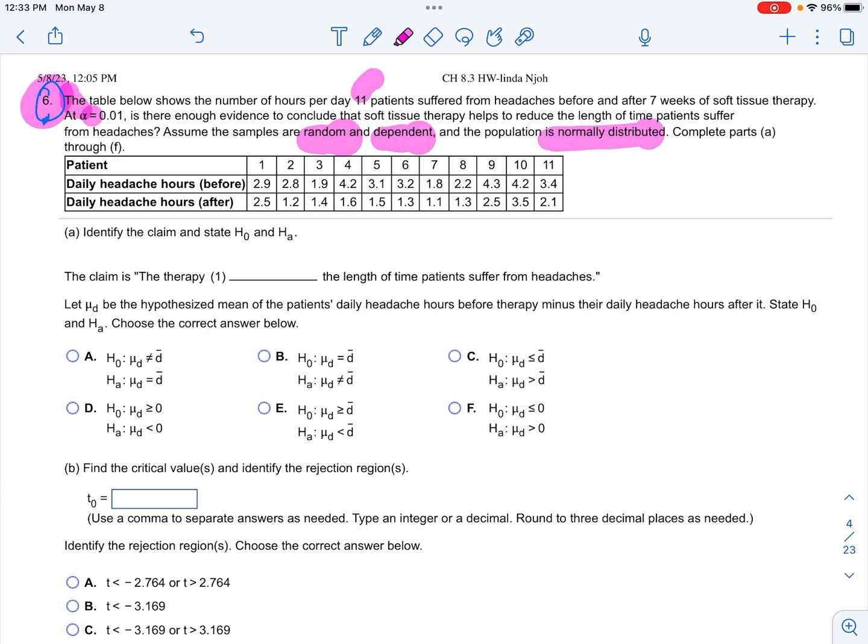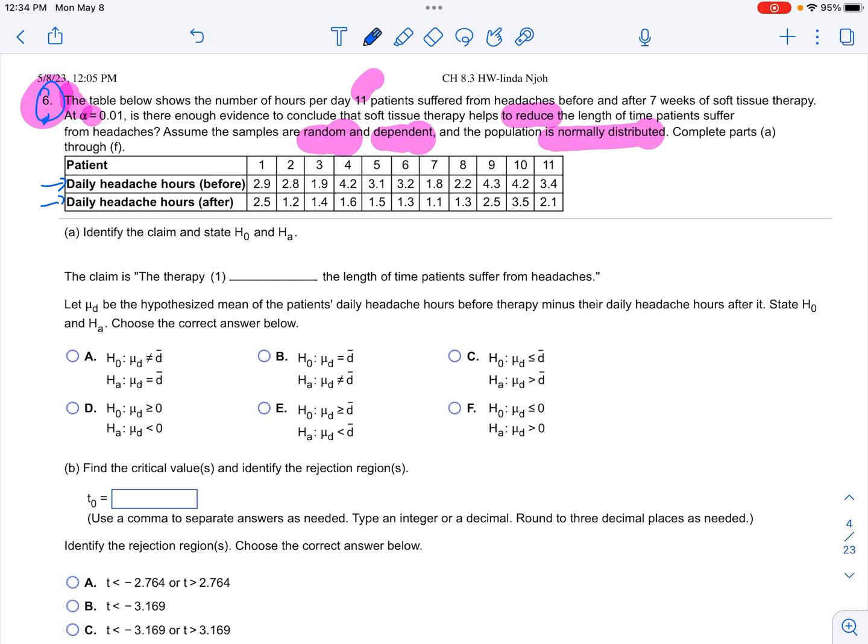These are all conditions for a paired t-test. I hope everybody's following me. So is there enough evidence to conclude that soft tissue therapy helped to reduce the length of time patients suffer from headache? So this is before the treatment, this is after. So there should be a reduction, right?